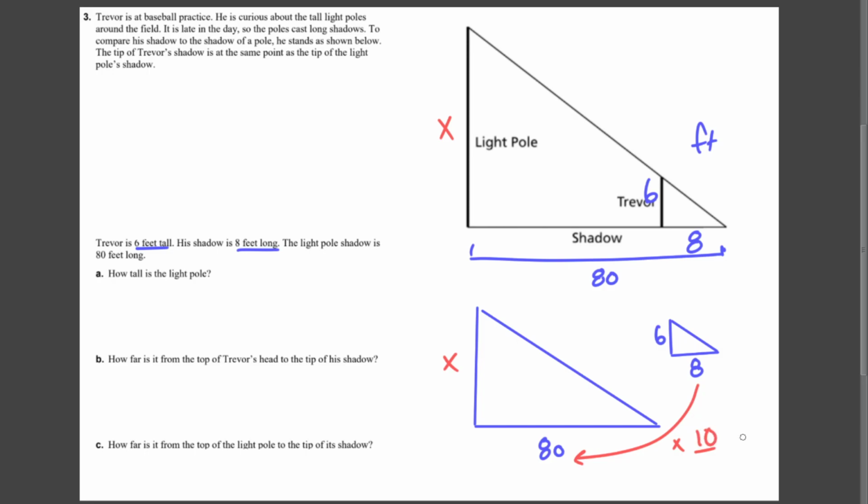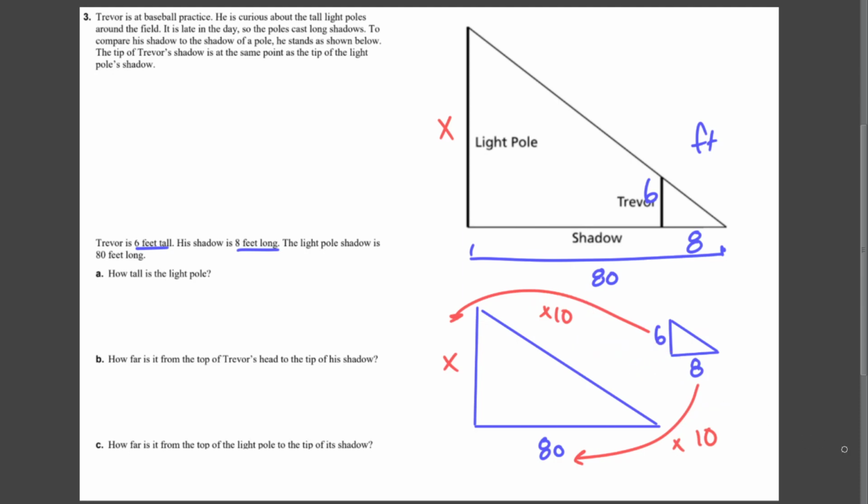And if you're thinking ahead, it's going to be 10. So if 8 had to multiply by 10 to give me 80, that means 6 also had to multiply by 10. Again, if these are similar triangles and they were dilated, that means all three sides, even this last mystery side over here, would have to multiply by the same scale factor.